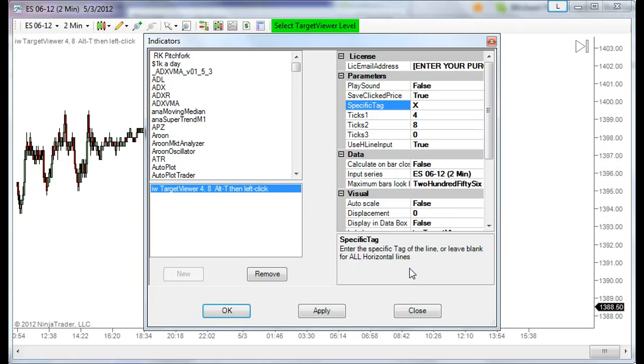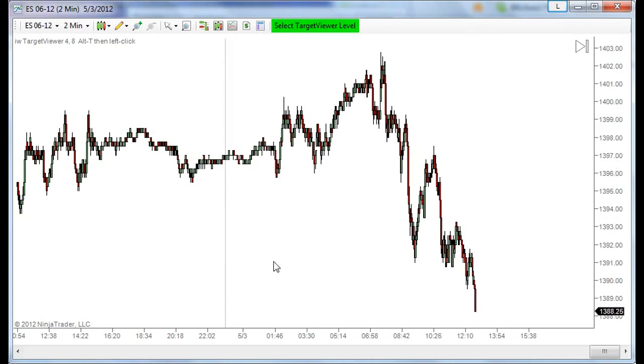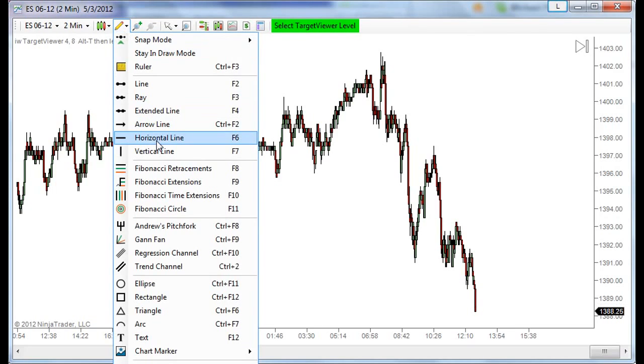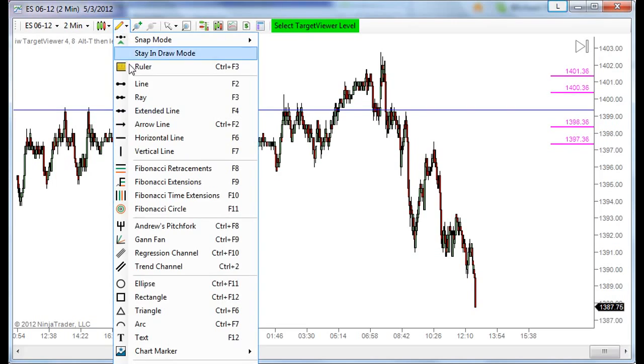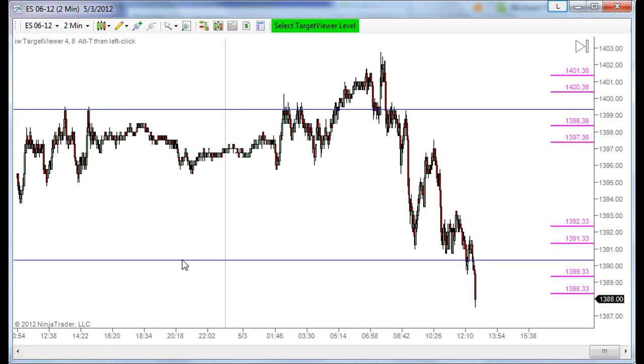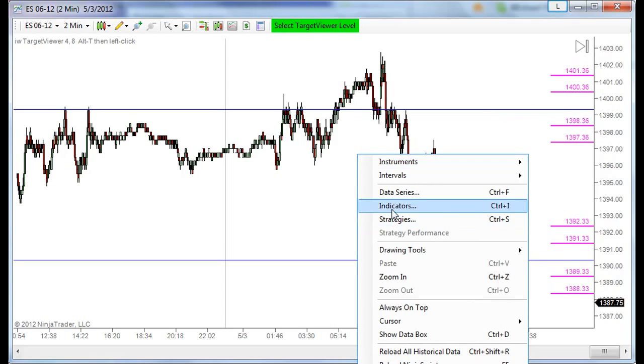Because if you have a dozen horizontal lines on the chart, all the horizontal lines will be read if you leave this field blank. So if I were to leave this blank, let's go ahead and leave it blank, and I'm going to draw a couple of horizontal lines. Let's go 1, let's go 2. Obviously, whenever I draw a horizontal line now, all lines will be used as a center price. Okay, so that's what that does.